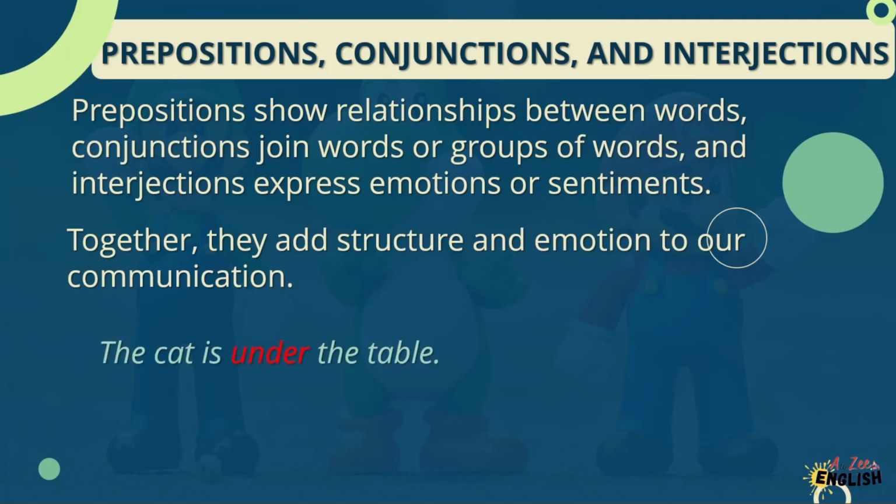For example, the cat is under the table. In this sentence, under is the preposition, showing a relationship between the cat and the table, indicating its position.